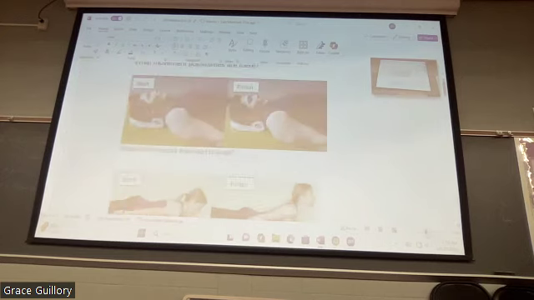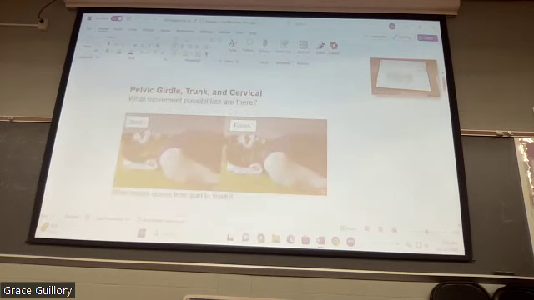Okay, so what planes can the pelvic girdle, the trunk, and the cervical all move in? Do they move in all the planes, in some of the planes? All the planes, yeah, exactly. So that's something they all have in common, is that they all move in different ways in each of the planes.